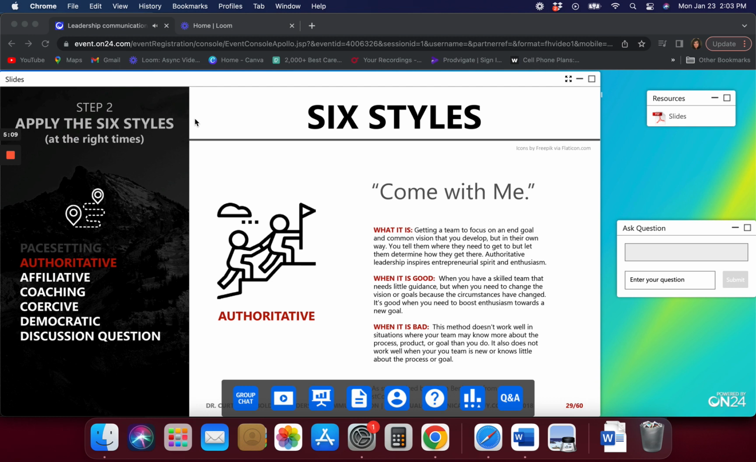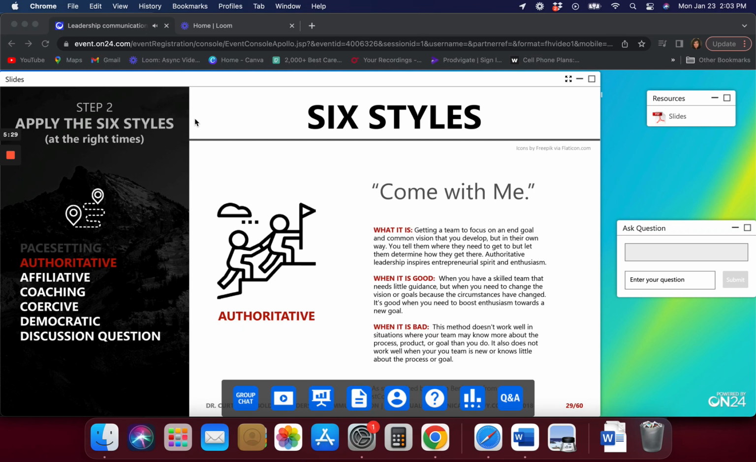When's it bad? When the method doesn't work well in situations where your team may know more about the process, product, or goal than you do. And sometimes that happens when you have a very diverse team. It also doesn't work as well when your team knows little about the process, just because you're expecting them to have some awareness of what to do on their own.